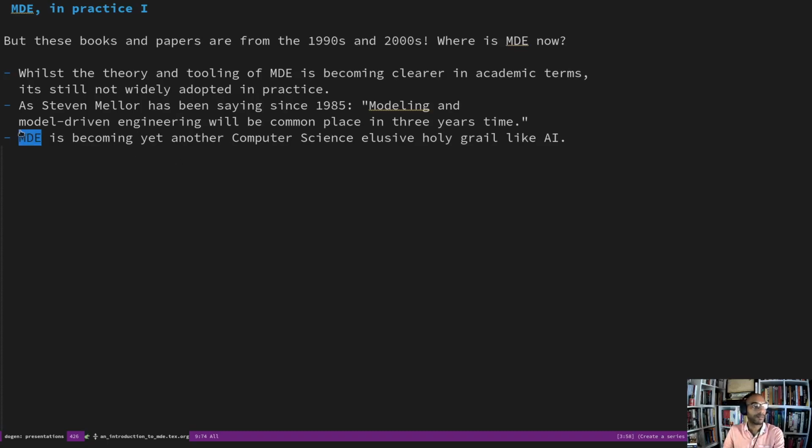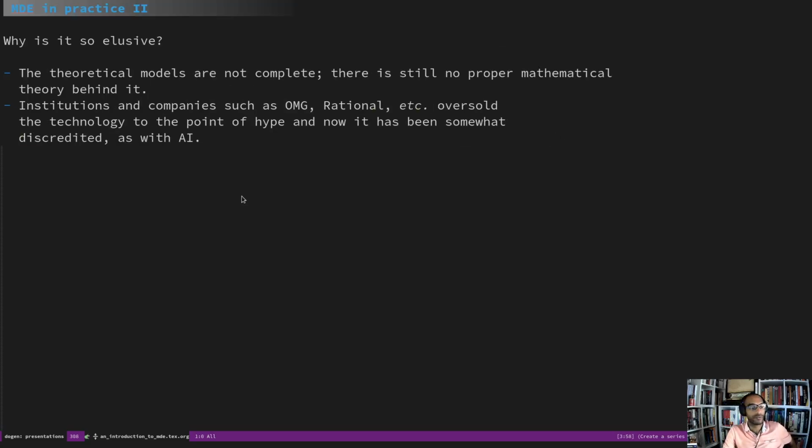So it is possible that MDE is like AI, and it will take 50 years until we can truly understand it, or it could be that it's like other ideas in computer science that just never took off. And so the question to ask before you invest any of your time in it is why has it not yet taken over? So there are a few explanations for that.